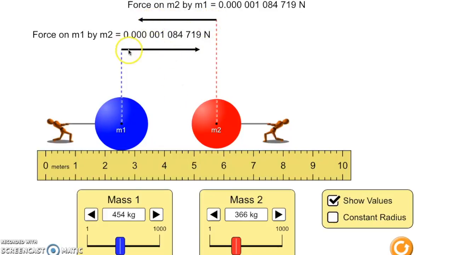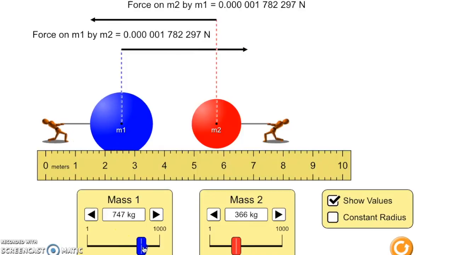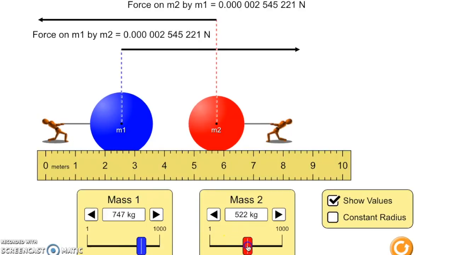You can increase the size of the force by increasing the size of the masses. Increasing the size of either mass increases the force. So if I increase this one, it increases the force. If I increase this one, it increases the force. You can also increase the size of the force by reducing the distance between the two objects.